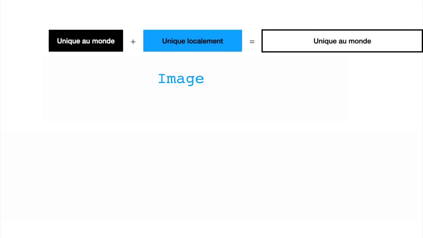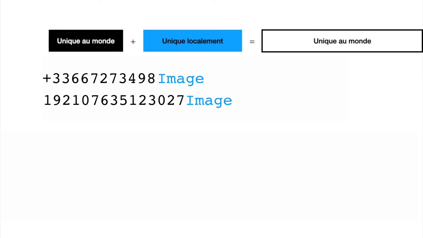For example, I can call a resource images. It's unlikely I'm alone in the world to have done this. However, if I add my phone number or social security number, which I know is unique, then I'll have a unique identifier. Like with phone numbers, I can also add a domain name that belongs to me and is unique since I paid for it. This gives us an idea of the method to build unique identifiers.